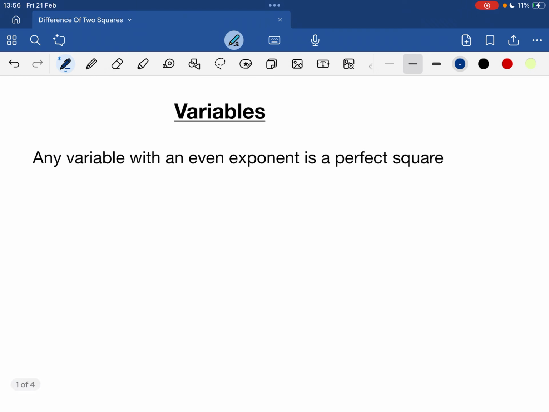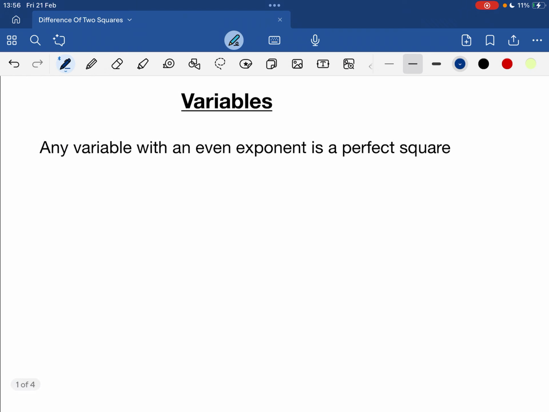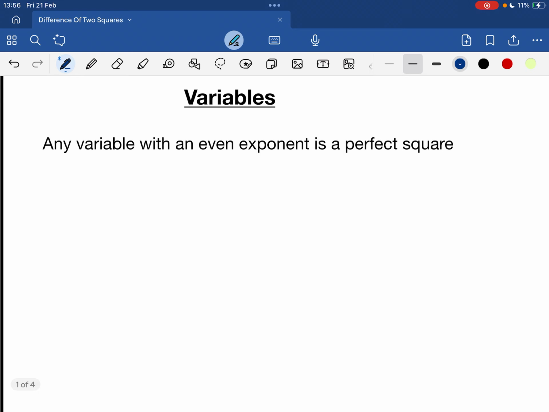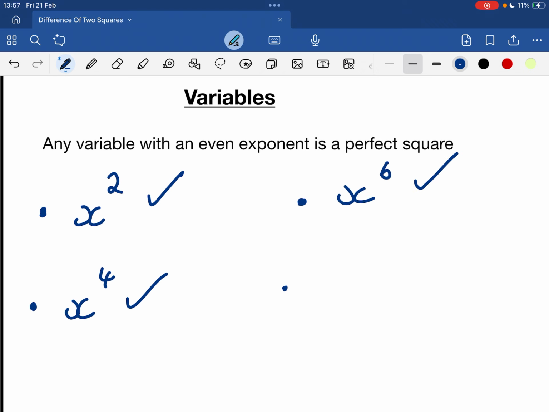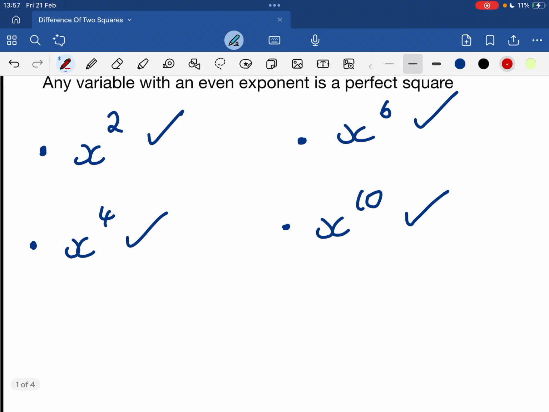When it comes to variables, any variable with an even exponent is a perfect square. As long as the exponent of a variable is an even number, then that variable is a perfect square. So variables like x squared, that's a perfect square. A variable like x to the power of 4, that's a perfect square. X to the power of 6, that's a perfect square. X to the power of 10 is a perfect square. But 6 as a number is not a perfect square. 10 as a number is not a perfect square.